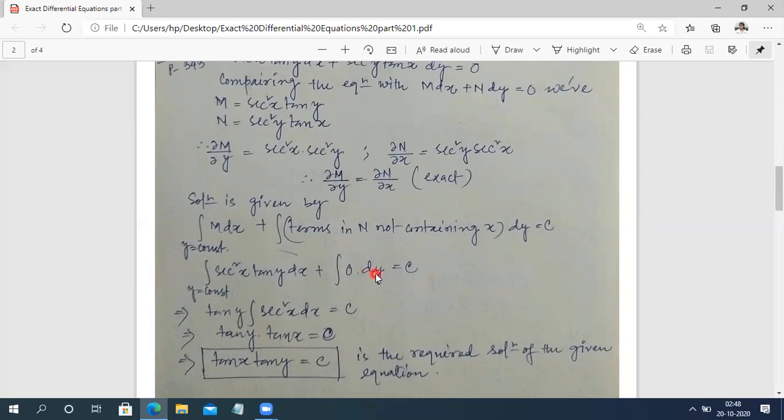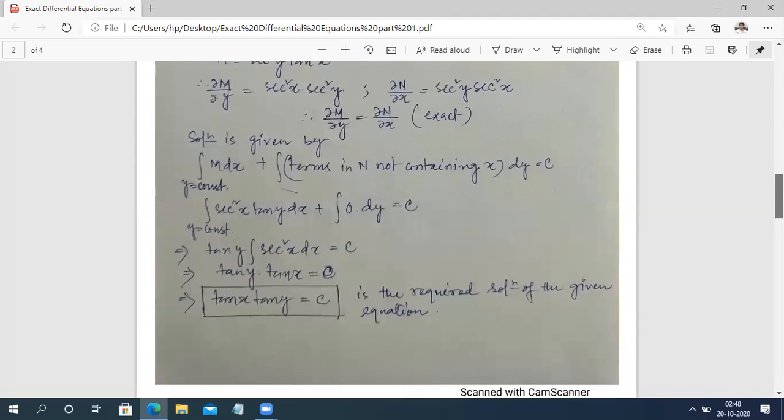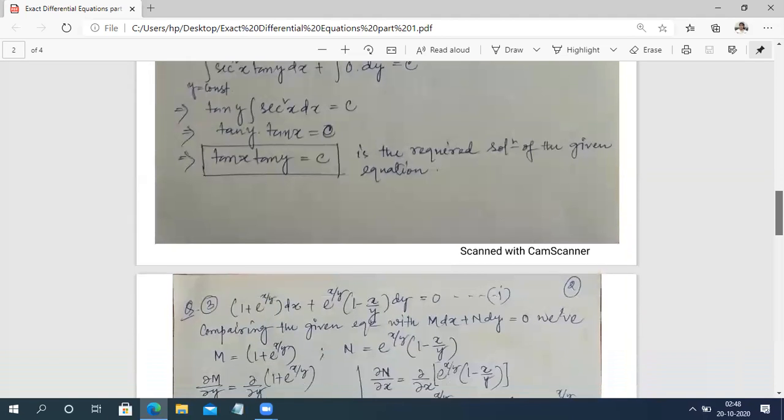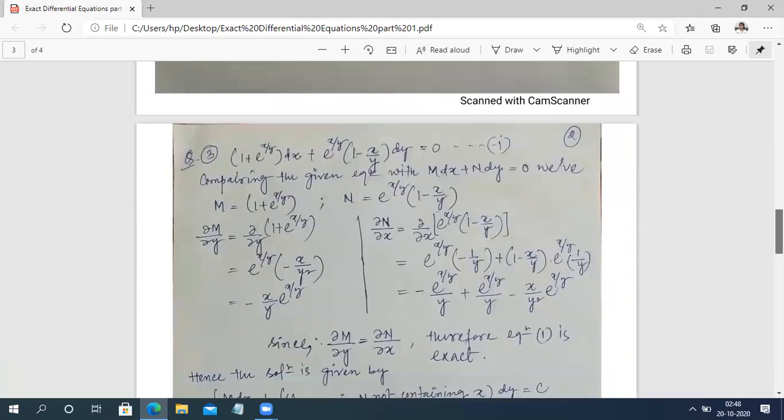So the integration of 0 dy is just a constant. If you integrate the first part keeping y as constant, tan y is constant, so it will come outside. If we integrate sec square x dx, we will get tan x, and this term will be 0, and this is your c. So the answer is tan x tan y is equal to c. Now move on to the next question. This is a very important question.